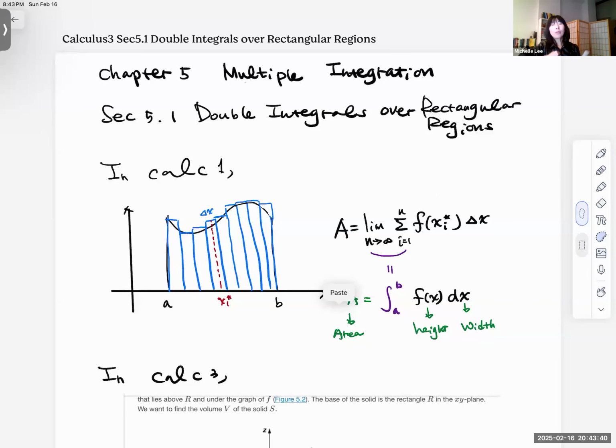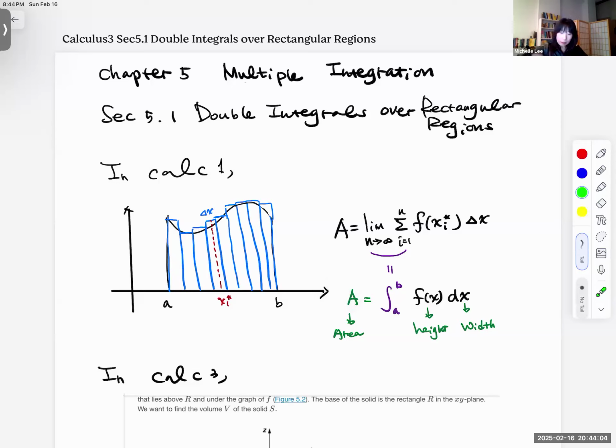Hello everyone. Today we learn chapter 5, multiple integration, and section 5.1, double integrals over rectangular regions. Okay, so this is my best I can draw. I'm so bad with the drawing. Let's take a look at this one.